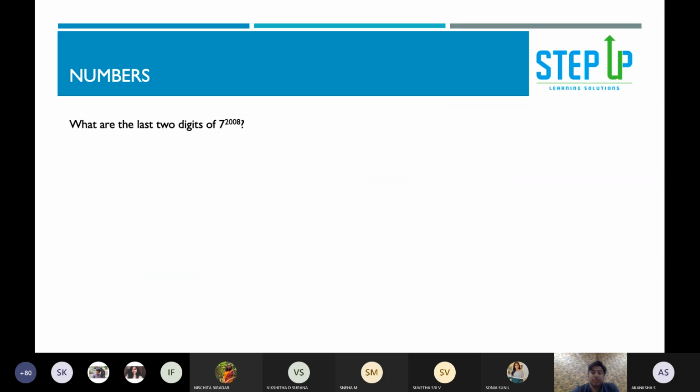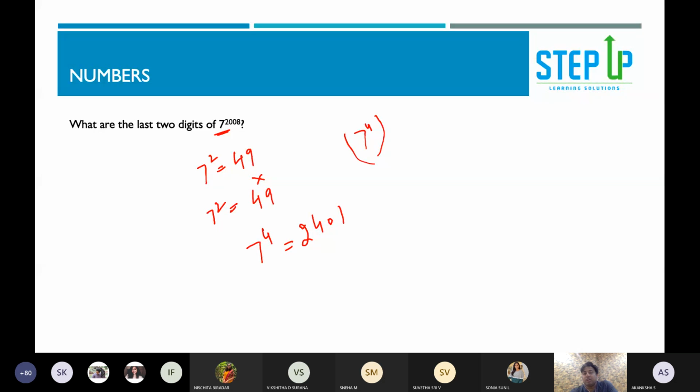Now, whenever you get such a question, 7. What is 7 square? 49. And 49 multiplied by 49 is how much? We have just done what? Vedic. Can you give me the value of 49 multiplied by 49? 2401. That means 7 raised to power 4 is equal to 2401, right? If I take 7 to power 4 here, the whole power comes out to be what? 502. Is it clear to everyone or not?